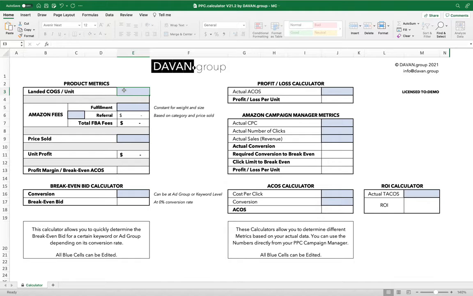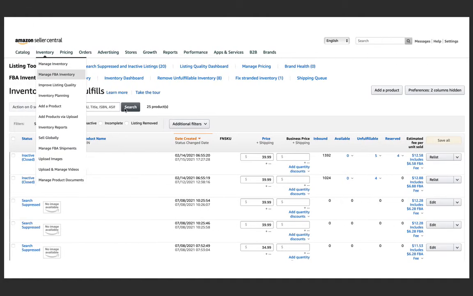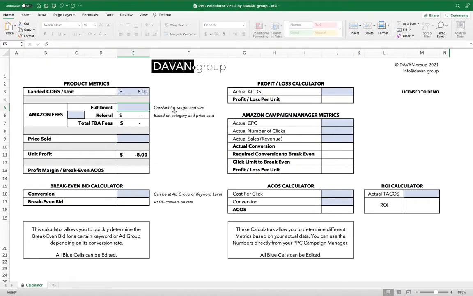All right, so let's say our landed COGS for this product are $8. The next thing to put in is your fulfillment fee. So this is your FBA fee. You can find this in Seller Central if you go to the Inventory tab and click on Manage FBA Inventory. For any particular SKU, you can look across to the second last column here, and it will say, for here, a $6.28 FBA fee. This is the one that's based off the size and the weight of your product. So we'll put here $6.28.